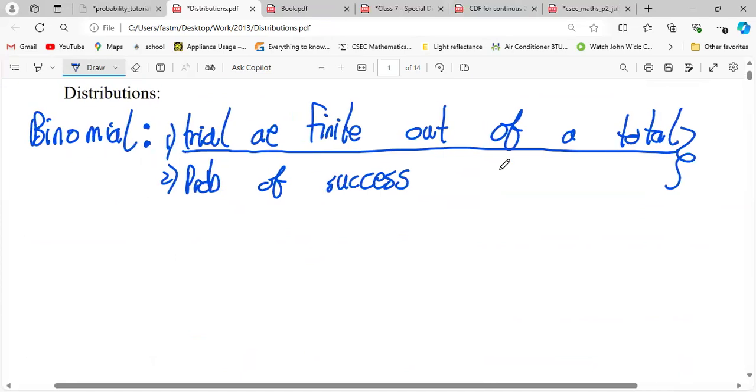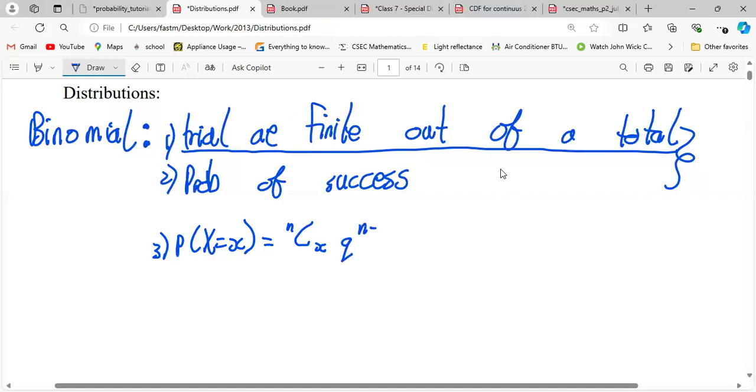Let's continue. So that's the first piece. The other pieces you need to know: the probability X is equal to x. Remember, this is discrete, so it has no continuity here. It's discrete points. So the probability X equals x for a binomial distribution is nCx, times q, which is the failure, to the power n minus x, where n is the total number of trials, and p, which is the probability of a success, to the power x.